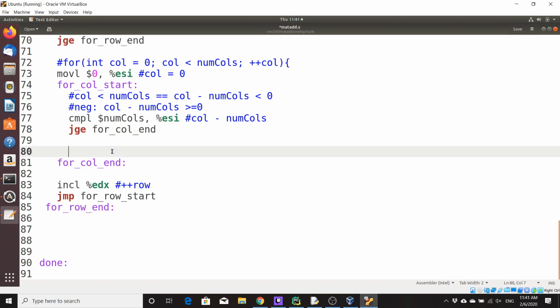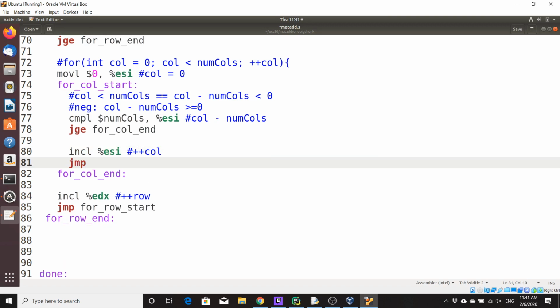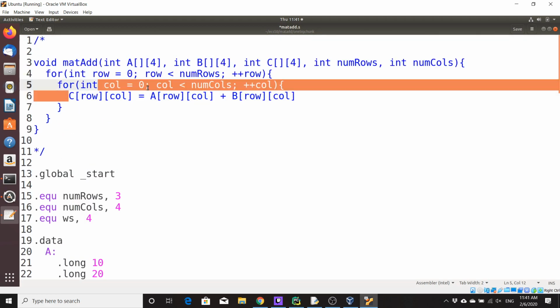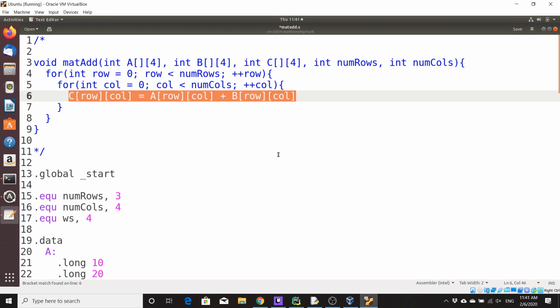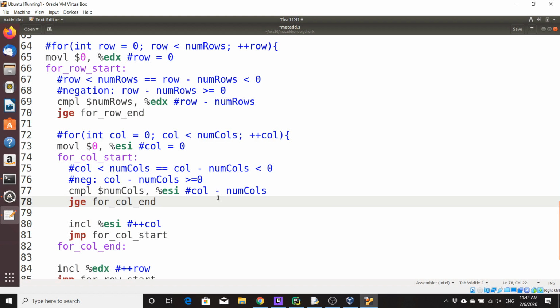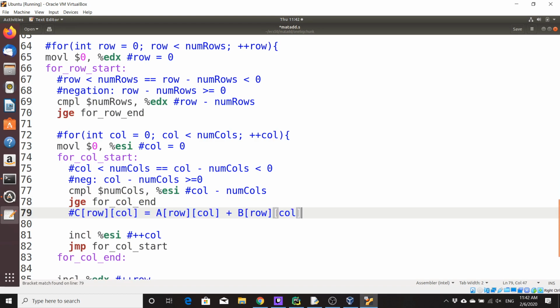And then at the bottom, we need to, well, increment column first, right? Incl, which is again %ESI. That's the plus plus call. And then yes, jump to for call start. Nice job. And now we just have one last little line of code to do. Right? I only made you translate 3 lines of code. Can't complain too hard. It's just 3 lines of code.